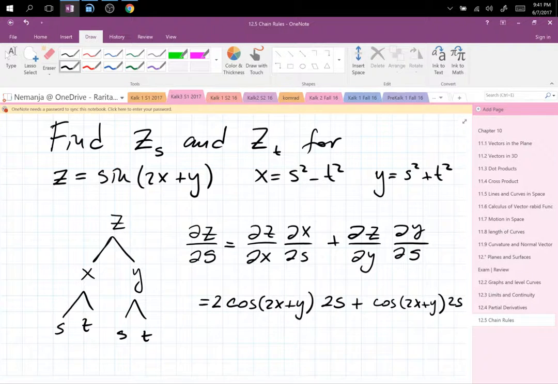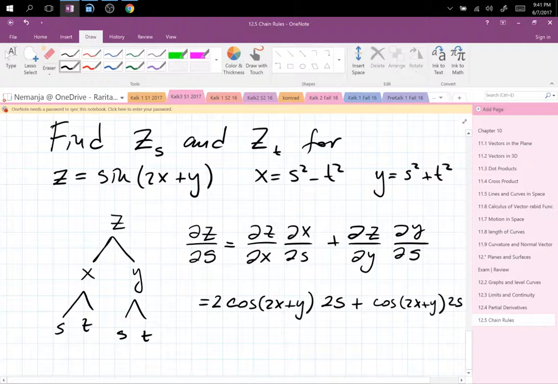Partial z, partial x, so you're taking the derivative in respect to x. So that's going to be cosine of this times 2, right, from the chain rule. And then times the partial x is 2s. This is a constant so it dies, right? So that's that. Plus partial z, partial y is cosine of 2x plus y, the derivative of that is 1. Times again 2s, partial y, partial s is 2s again.